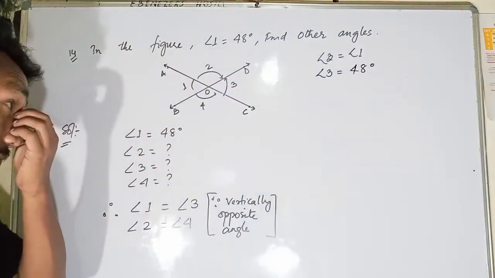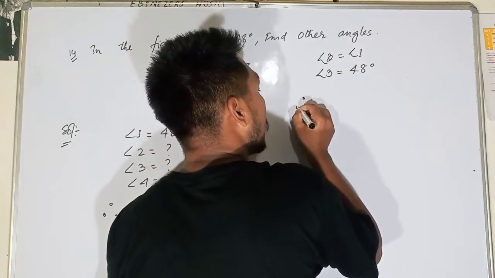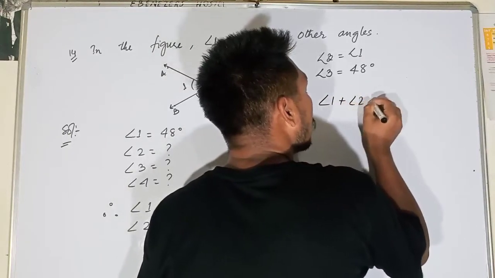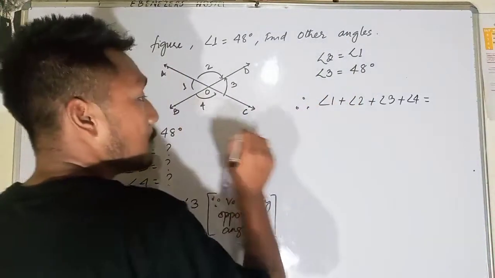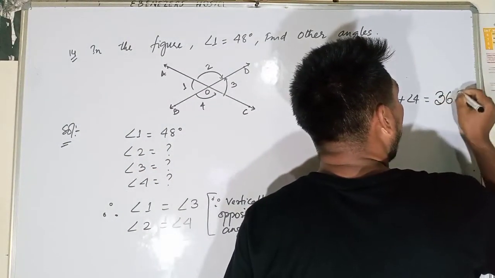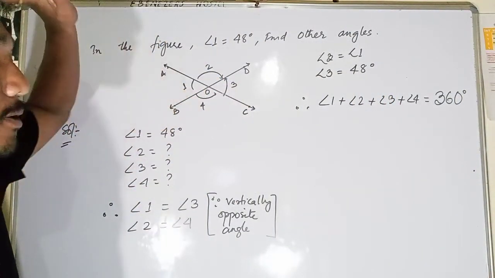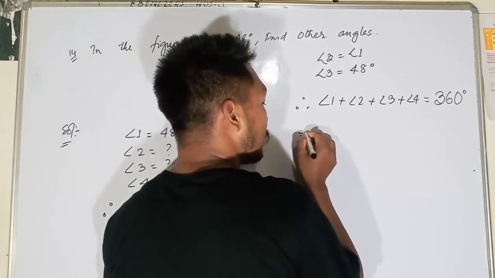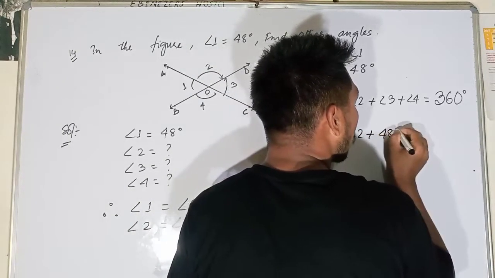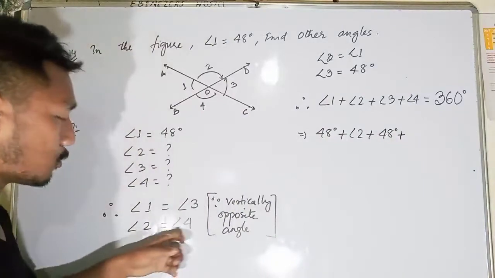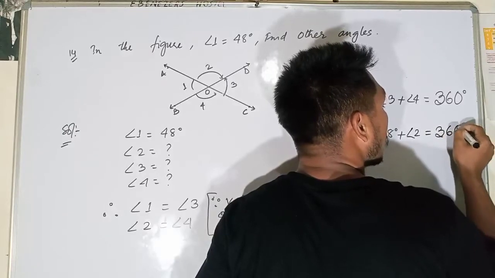Now the sum of all the angles will be 180 degrees. Therefore angle 1 plus angle 2 plus angle 3 plus angle 4 will be equal to not 180 degrees, I'm sorry, it will be 360 degrees. The sum of all these angles will be equal to 360 degrees, which implies angle 1 we know is 48, angle 2 we don't know, plus angle 3 we know is 48, plus angle 4. Since angle 2 and angle 4 are equal, in place of angle 4 I can write angle 2, that is equal to 360 degrees.